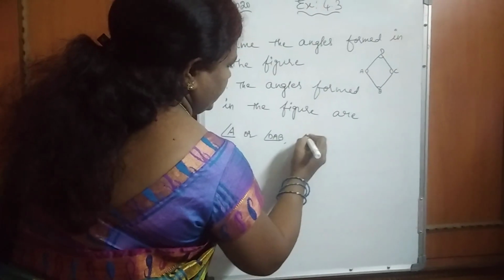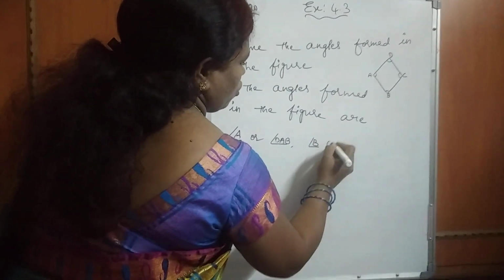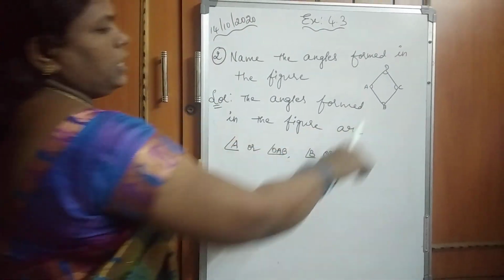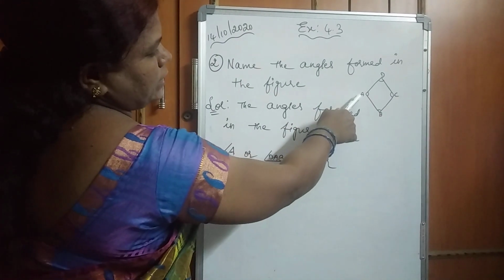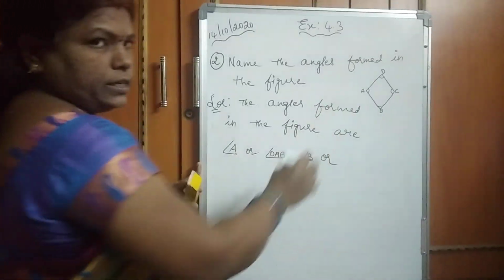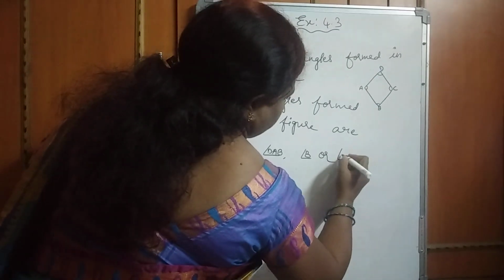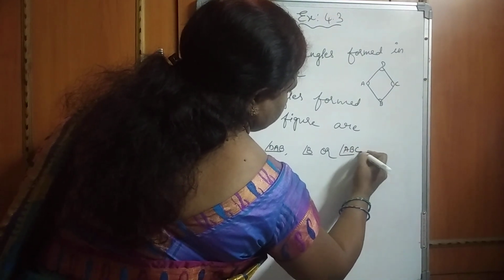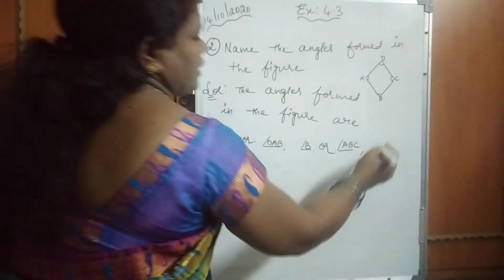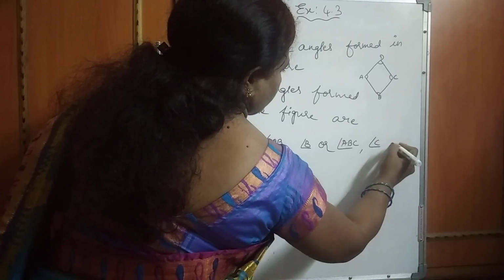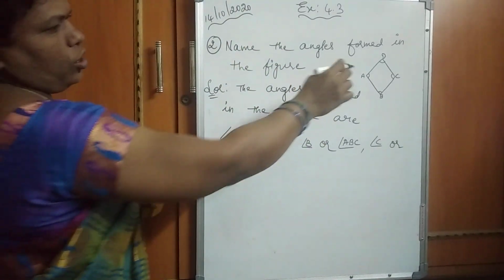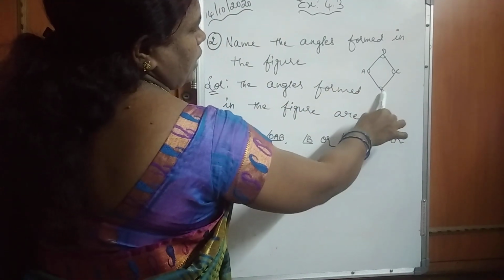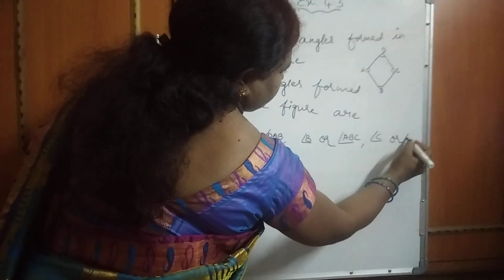Then angle B, or you can even call it as angle ABC. So it is angle ABC, angle C, or you can even call it as angle BCD.